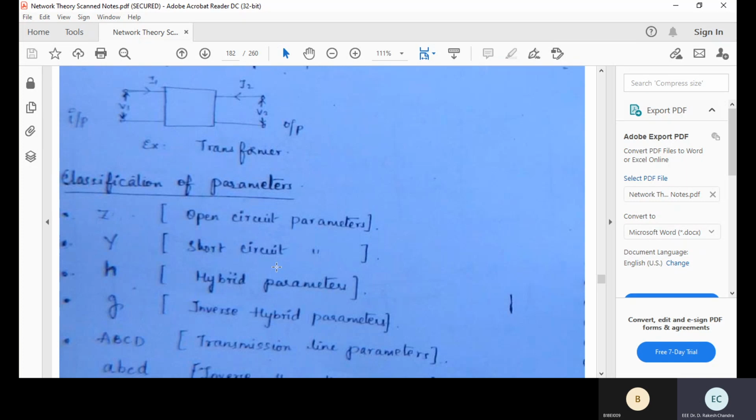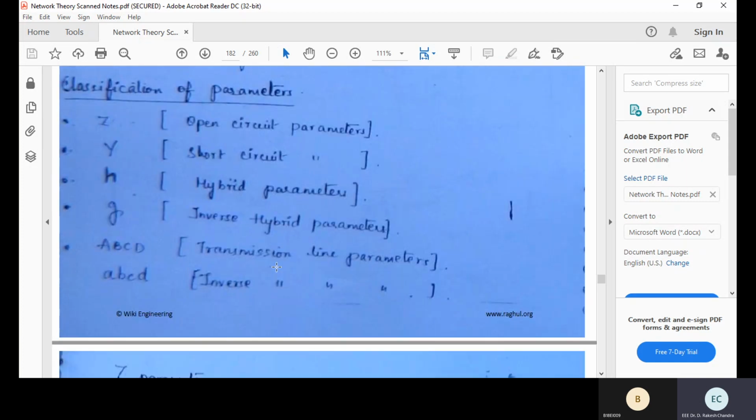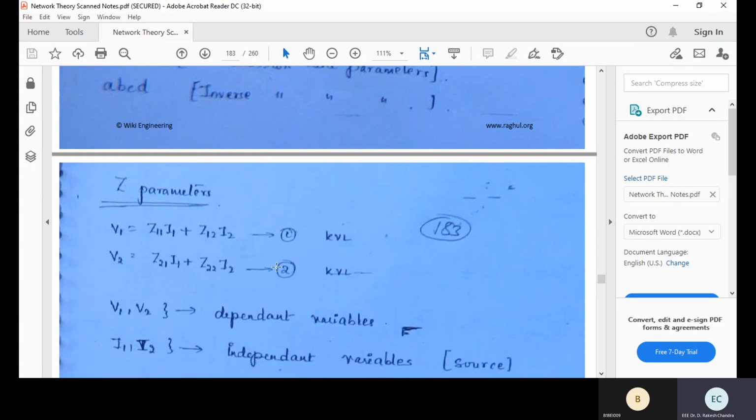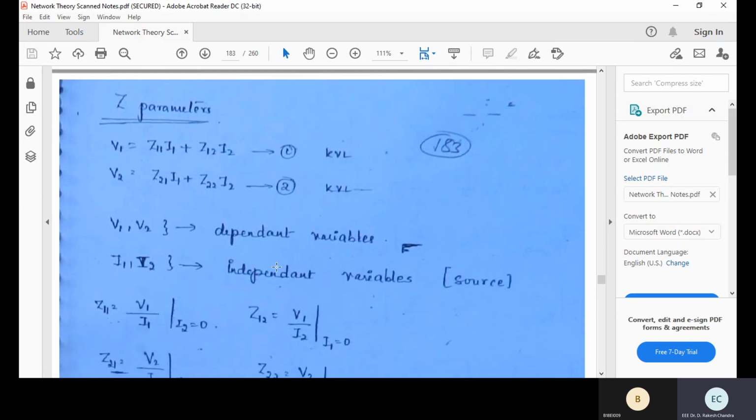Okay, in the two-port network, what are the types of parameters? We have the Z parameters, which are called open circuit parameters, Y parameters, which are called short circuit parameters, H parameters, hybrid parameters meaning a combination of these two, and G parameters, which are inverse hybrid parameters. ABCD is not in your syllabus, that is for electrical people.